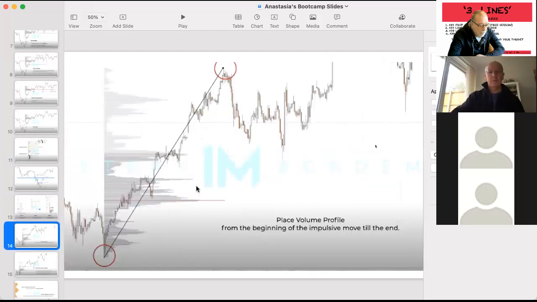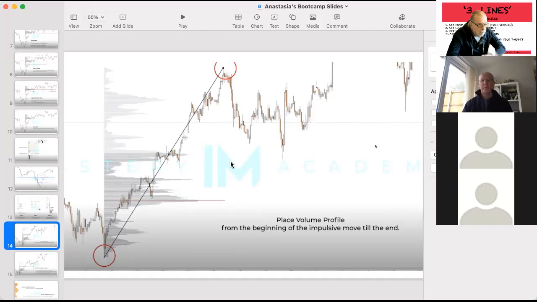Right, so there are three ways she uses volume profile. The first one we've just looked at, and it was going from the lowest point of an impulsive move, from the beginning of the impulsive move to the end of the impulsive move. So in this case, volume profile starts there and ends there. And she ends up with a point of control here, and she would define her field of play from that area down to the bottom. I'd need to zoom in to see exactly where it would be, but you get the idea.